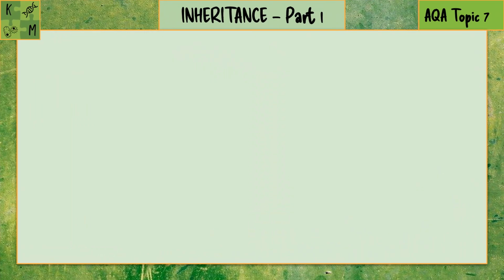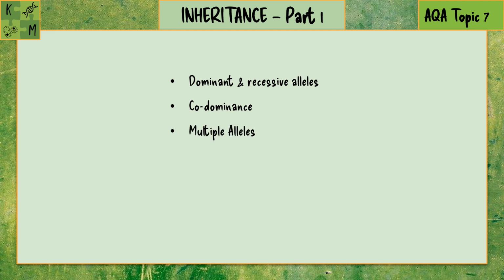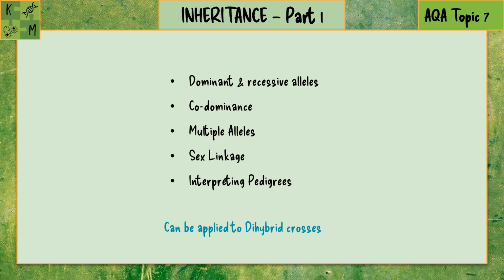Hi everyone. Today we'll start to look at the inheritance topic from AQA topic 7. So in this section we'll be covering dominant and recessive alleles, codominance, multiple alleles, sex linkage, and how to interpret pedigrees. All of these concepts will first be looked at in a monohybrid cross where we're only looking at the interaction at one locus. But all of these concepts can be applied to dihybrid crosses too, and this is what we'll go on to look at in part 2.